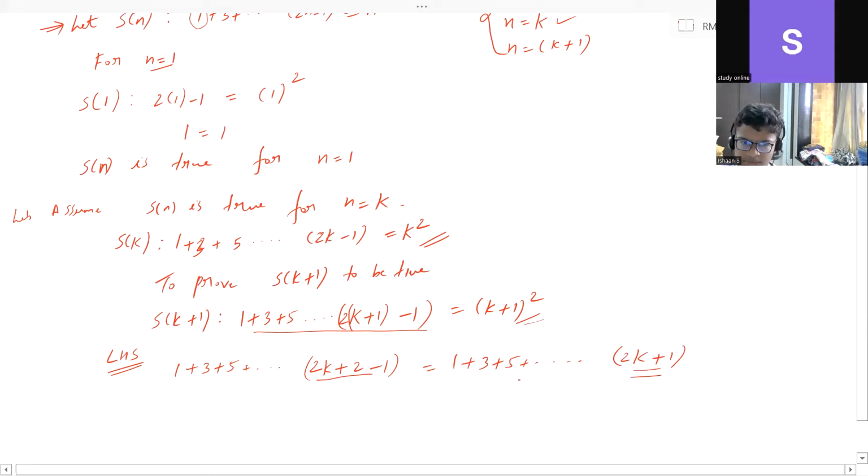Clear? So now, what will be the previous step before this? See, before 3, there is 1. So what will be the previous step? 1 plus 3 plus 5 up to 2k minus 1, plus 2k plus 1. Okay, so I'm writing this equation because this is already true. We have assumed that this is true. So I'm writing this as the first equation.